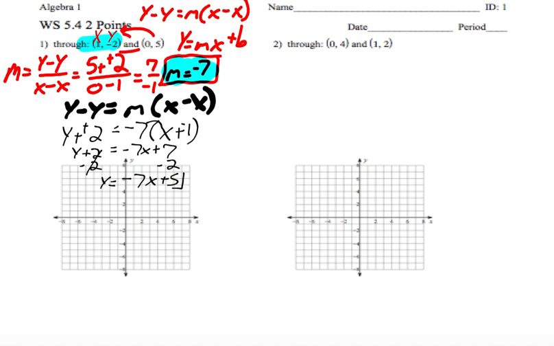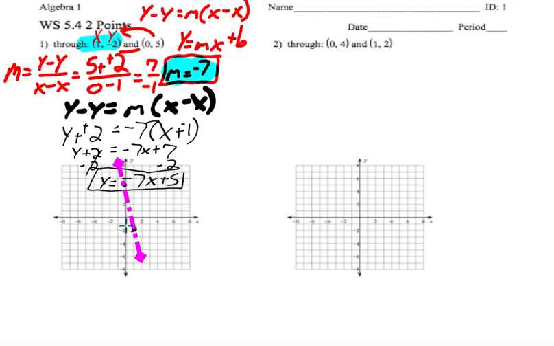So I think I've done the algebra right. The beauty here is we can double check it by plotting the points. 1, negative 2 is right here, and 0, 5 is right there. And now we can put a line through them. Yep, our slope is a very steep negative slope. Our slope is negative 7.